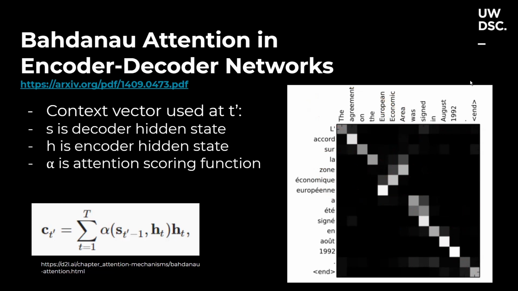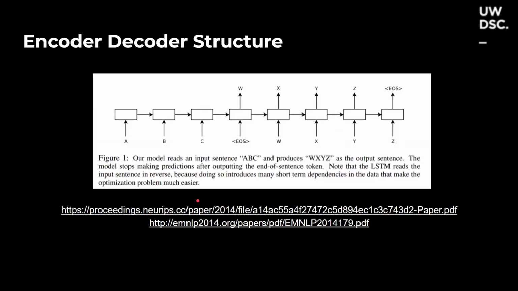And the mechanism is actually kind of simple. It's basically this equation. S is the decoder hidden state, H is the encoder hidden state, and alpha is the attention scoring function. So when you look at the previous slide, actually, it's better not to look at it.